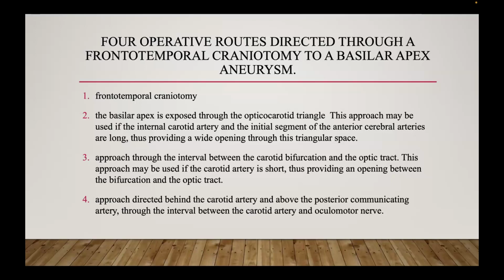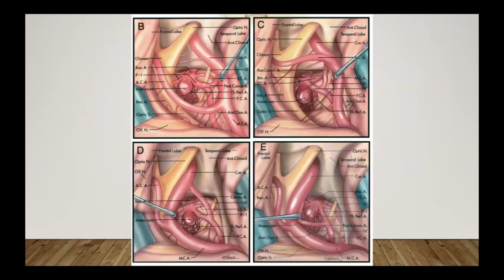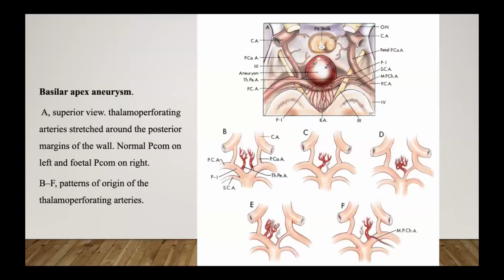Lastly, we can also approach the basilar aneurysms by going behind the carotid artery and above the posterior communicating artery, through the interval between the carotid and the oculomotor nerve. These are the four routes which I have already described. As you can see, we can approach this aneurysm through four corridors when we go through the frontotemporal craniotomy.